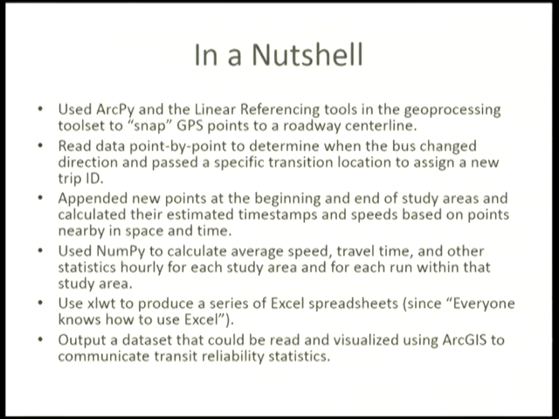In a nutshell, we used ArcPy and the linear referencing tools in ArcGIS to take all of our GPS points and snap them to a roadway centerline. From there, we went point by point and figured out where the new trips were. And in order to get our study areas, we had to insert these points at the beginning and ending of where those study areas fell in our data set. We then used NumPy to calculate the average speed, travel time, and all those other fun statistics that the planners find useful.